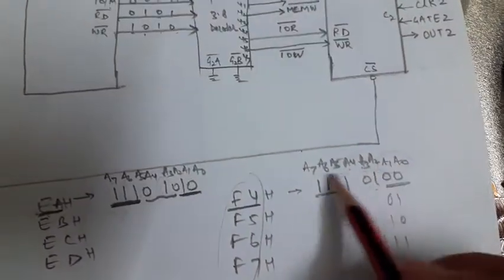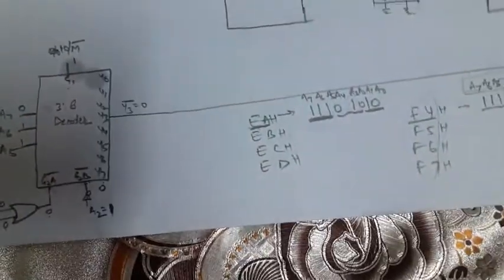What are all the bits? These are for internal selection, and these remaining 6 bits we have taken into account. These 3 are inputs, and these 3 are connected to G2A bar and G2B bar. Whatever pairing you want to make, you can make.